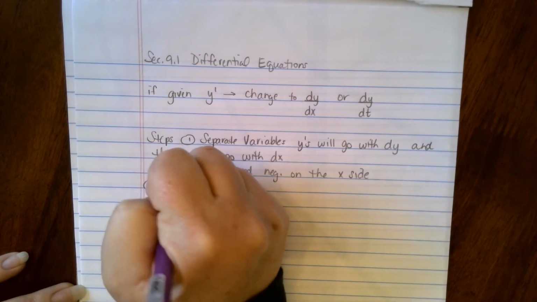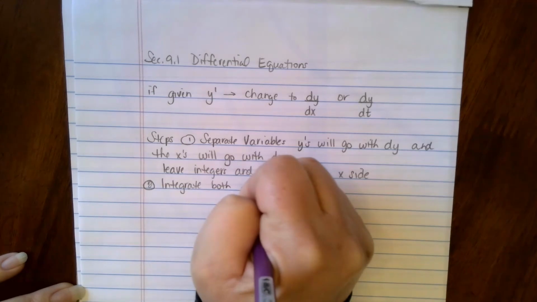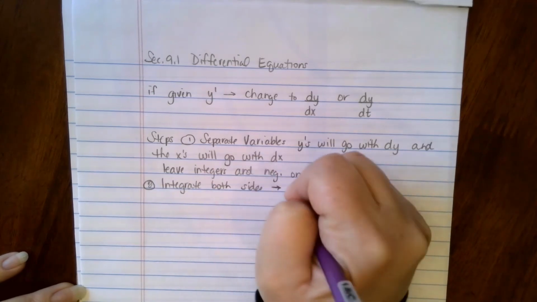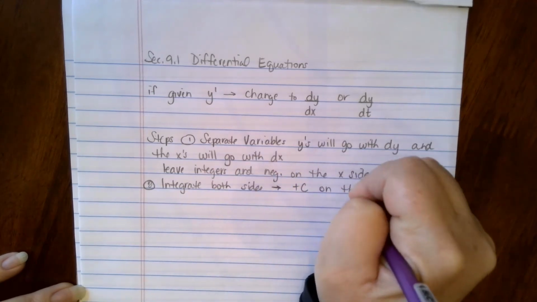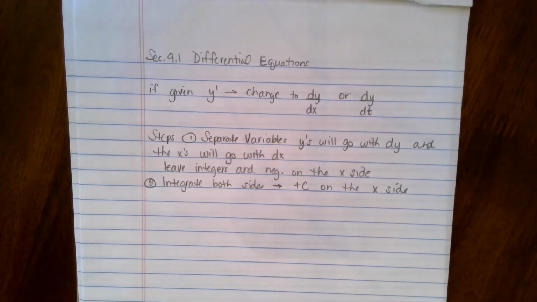Moving on to number 2. You want to integrate both sides. And then you want to do a plus c on the x side only. We'll talk about why it's only on the x side in a little bit. But integrating both sides, that gives you 1 to 2 points on an AP test. And then the plus c, that gives you a point. Just by putting in plus c, a whole point. So you're already at 3 to 4 points right there with steps 1 and 2.